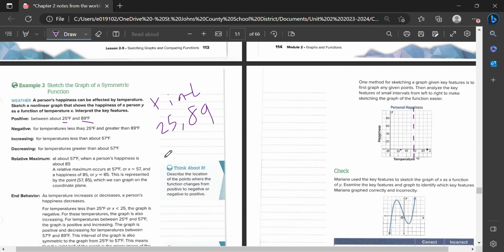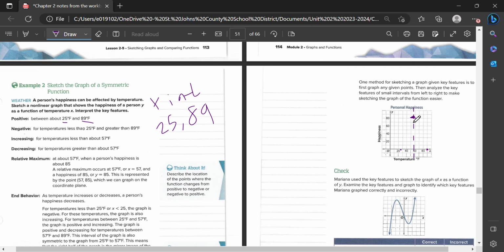All right. So the reason I got that was because increasing for temperature less than 57. Right, so it's got to be from this side to here, it's got to be increasing left to right. And from here to here, it's got to be decreasing. So relative maximum, that means it's going to be the highest point. So at 57, when a person's happiness is about 85. So that's going to be right around this area.